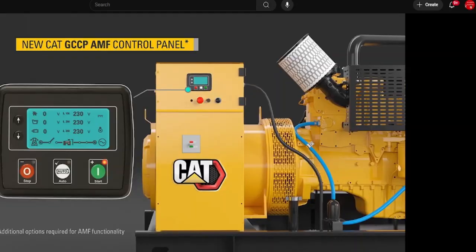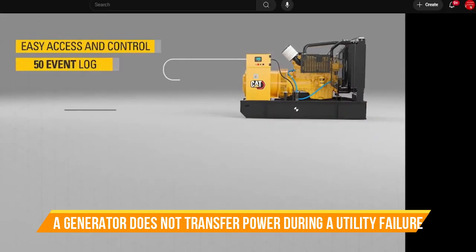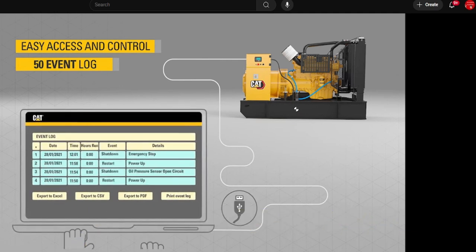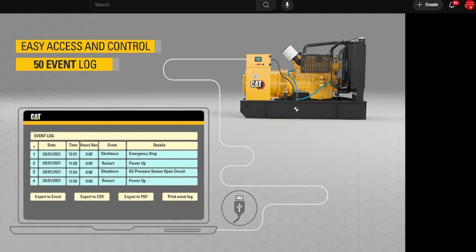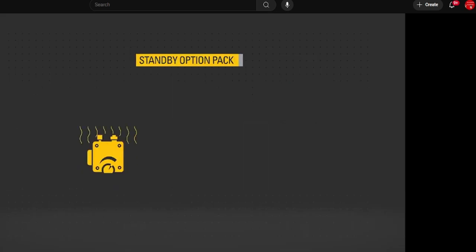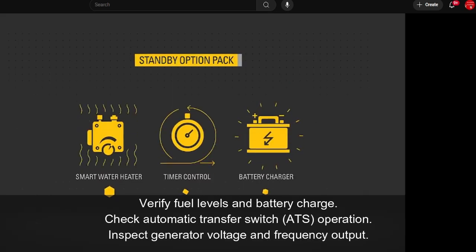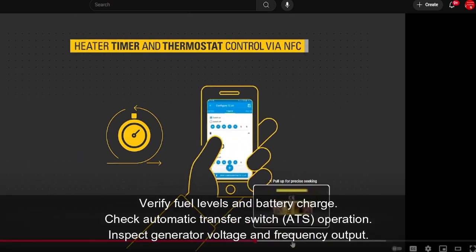Next question. A generator does not transfer power during a utility failure. What steps do you take? Answers. Number 1, verify fuel levels and battery charge. Number 2, check automatic transfer switch, ATS, operations.